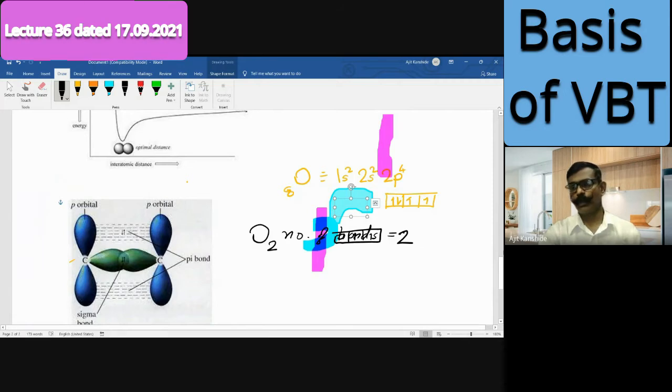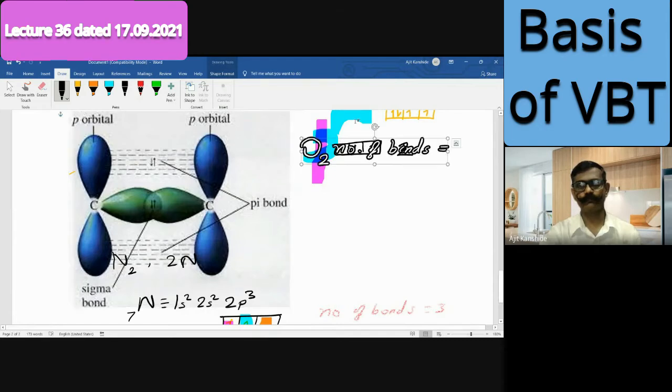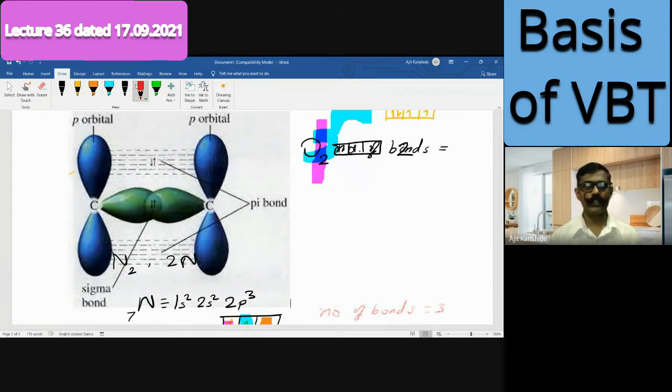I hope you are able to understand this new diagram. Could you pay attention to it? These two orbitals shown here are overlapping. Let us consider the pz orbital. This is the z-axis, and this is also the z-axis. So this orbital is a pz orbital, and this orbital is also a pz orbital. So pz orbital and pz orbital will overlap.